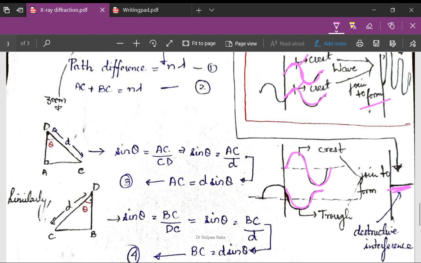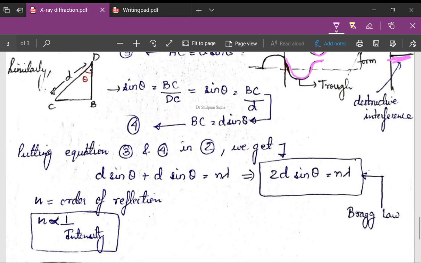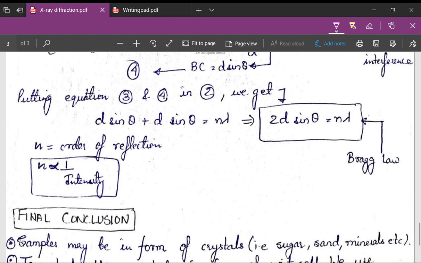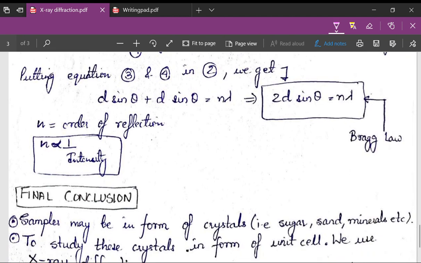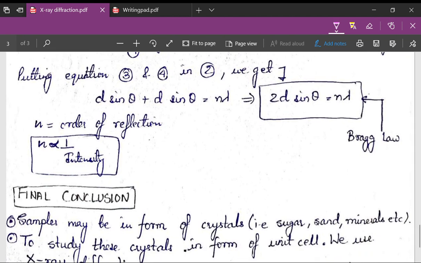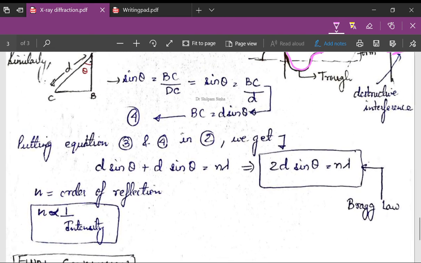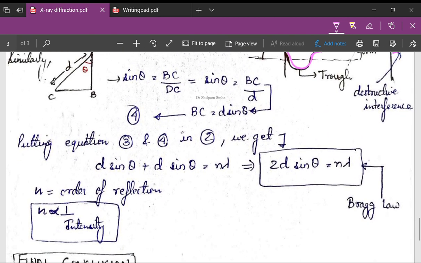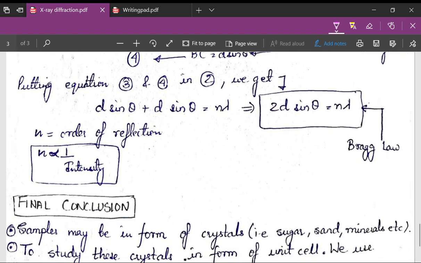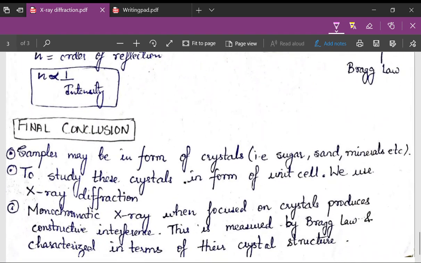Putting these in equation 2, we get D sine theta plus D sine theta, which is 2D sine theta, equal to n lambda. And so Bragg's law is derived. It also shows the order of reflection, n, which is inversely proportional to the intensity of the light.